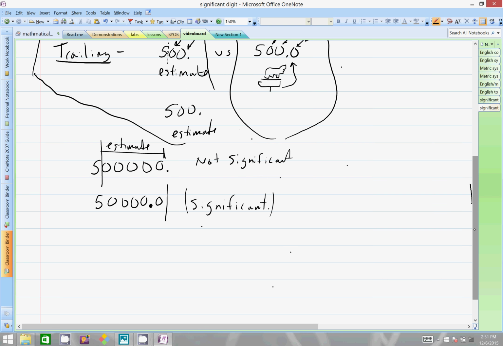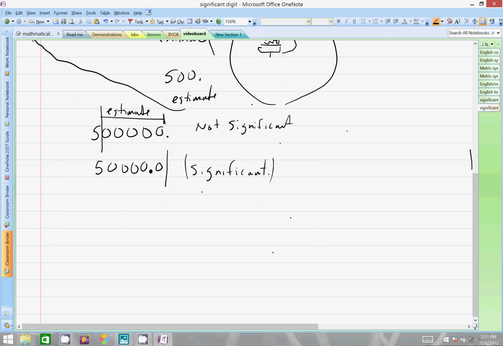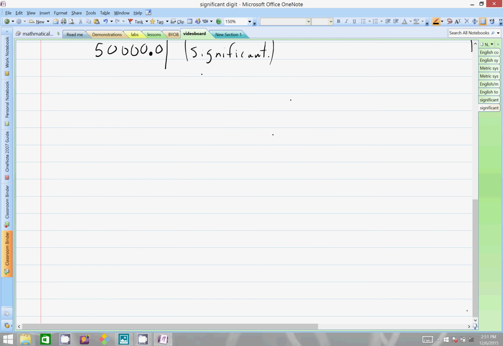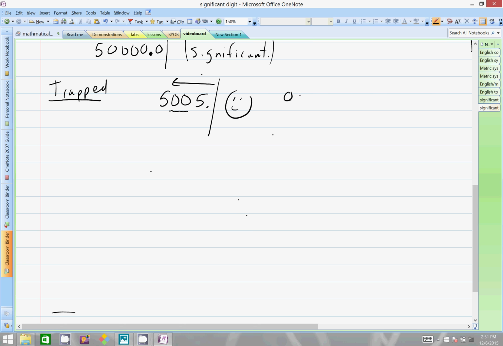Let's try another example of a zero here. Okay, and in this case we have what's called a trapped zero. Trapped zero might be the easiest one, 5,005. It's a zero between two non-zero numbers, and in reality this number drops off right here in accuracy, and these are significant. Everything is significant. In this case, a zero actually means zero, just like the 5 means 5. So they are significant.